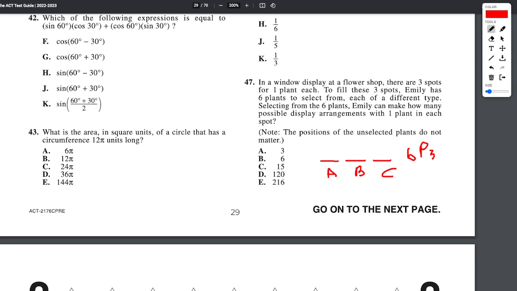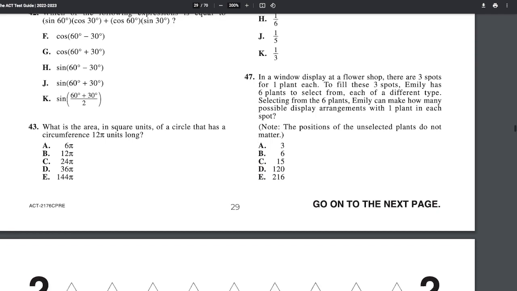So it's 6P3. One interesting thing is it says the position of the unselected plants doesn't matter, which I guess is true. For that, it's a combination. But this overall problem is a permutation. So you don't need to remember the equation for permutation. That'll just take extra time. Just knowing that it's a permutation is good enough. Or you could just use 6 times 5 times 4. That's another way of solving this problem. Alright, you see the same thing. 47 is D. Alright, scrolling down to the next page.